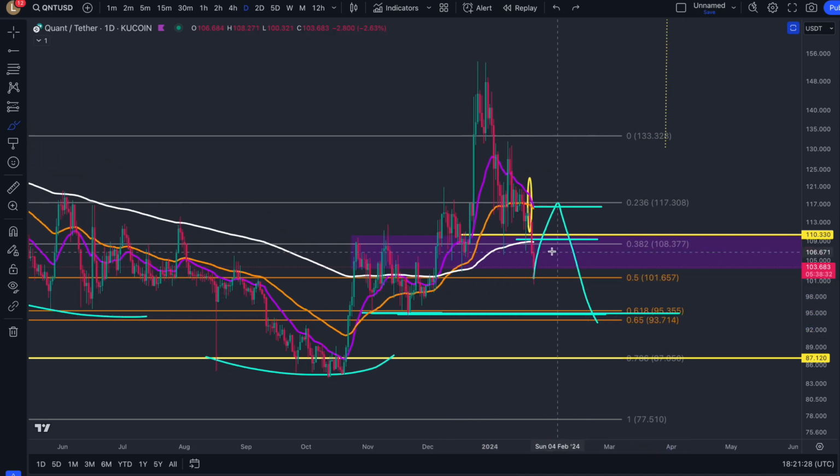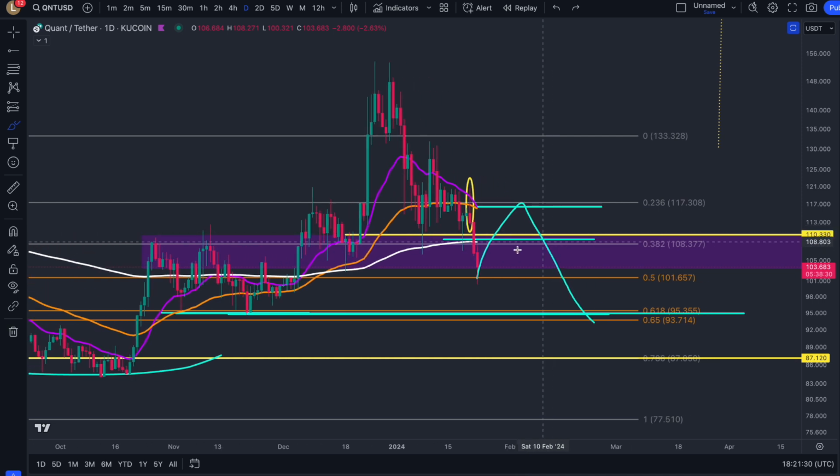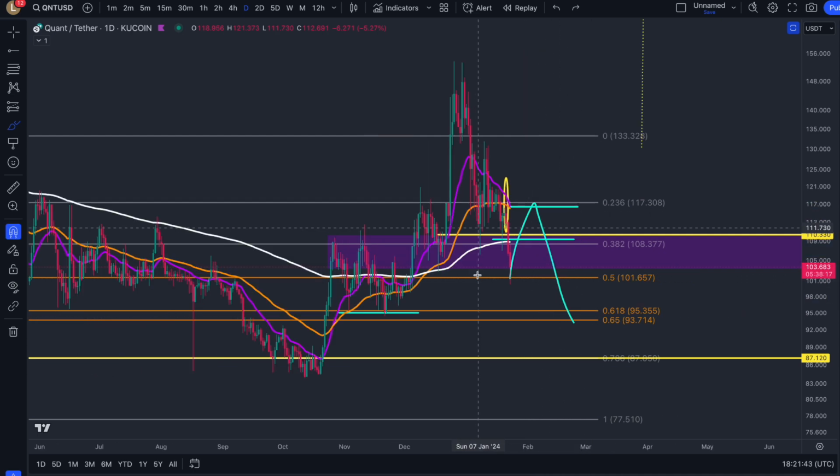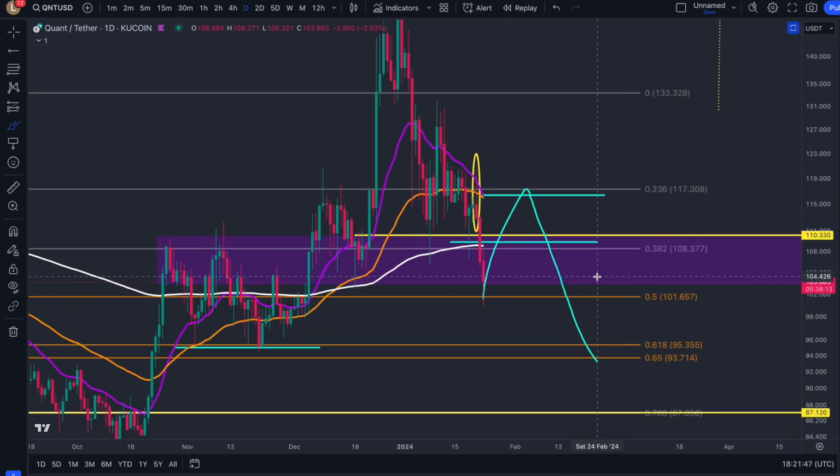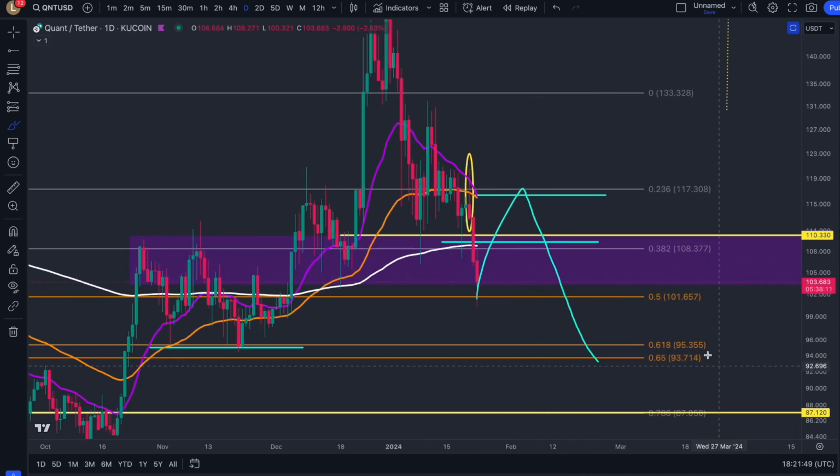Of course, that can go wrong. This is the path where it does go wrong if we are not reclaiming and flipping 117 into support. So that's 110 to 117. And then, of course, from that point, we would just continue lower. So we need to watch over the next few days if we reject this 110 to $117 location for continuation to the next level of support, 93 to 95.